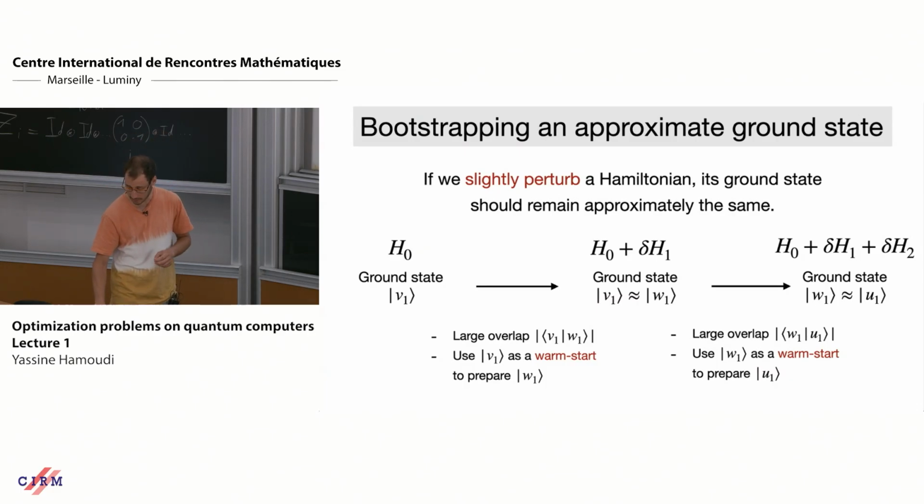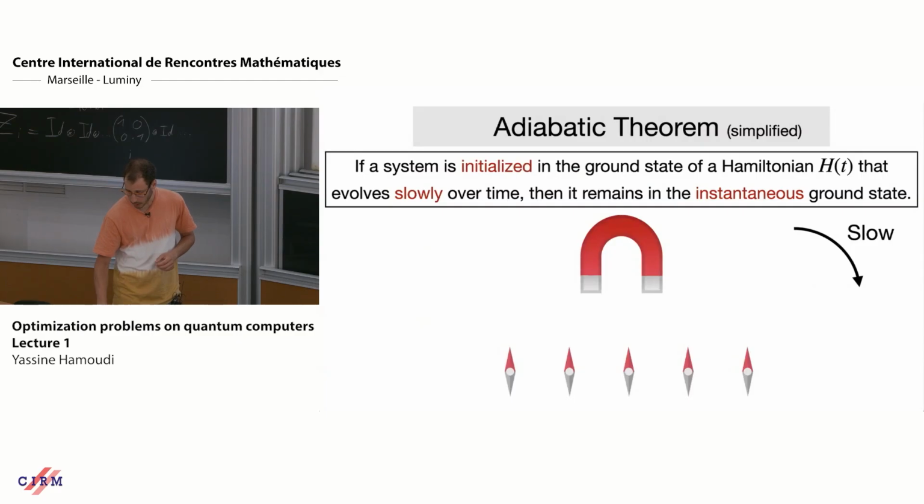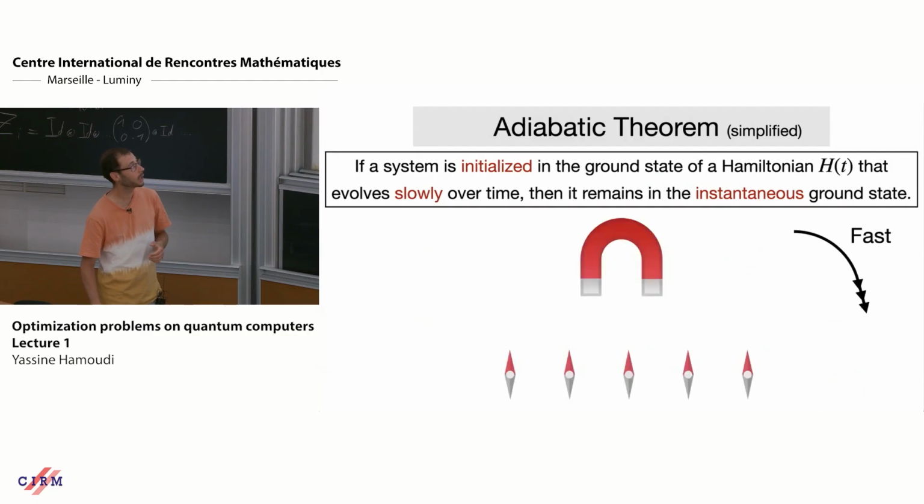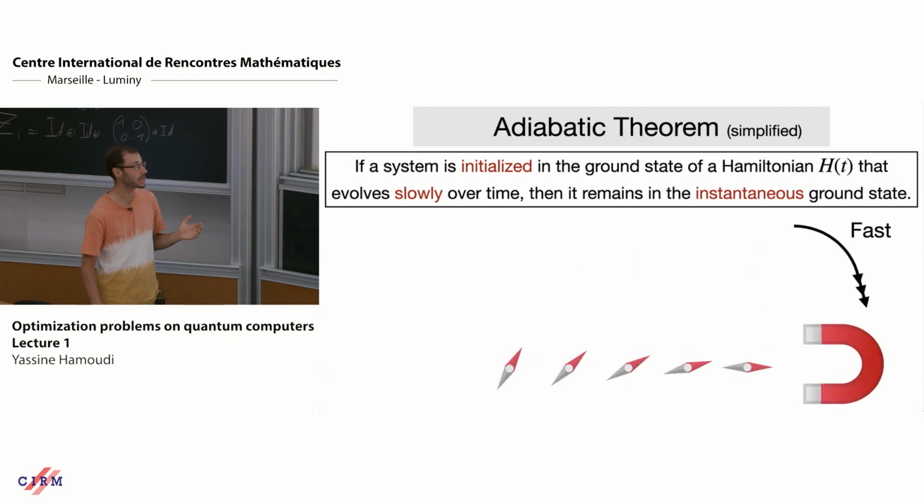So let's try to formalize this idea. What the adiabatic theorem says is that if you have a system which is initialized in the ground state of a time-dependent Hamiltonian, and if the Hamiltonian evolves slowly enough, then the state will remain the ground state of the current Hamiltonian at all times. Just to give you a picture, let's say you have a magnet and you are making it move slowly to the right, well, they will just stay aligned, right? But if you evolve it very quickly, then they may not be aligned anymore.